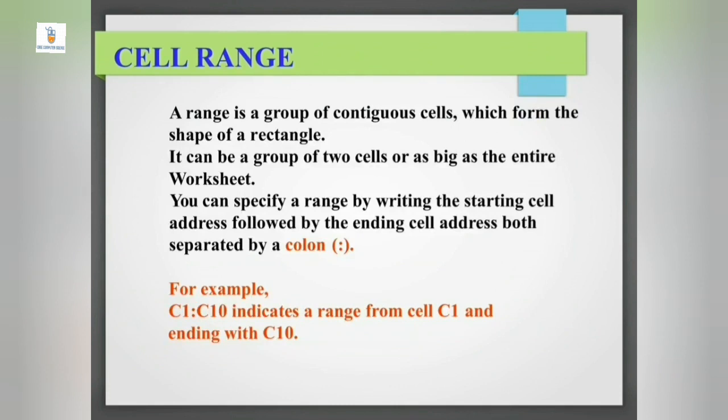Now let's see what is a cell range. A range is a group of contiguous cells which form the shape of a rectangle. It can be a group of two cells or as big as the entire worksheet.